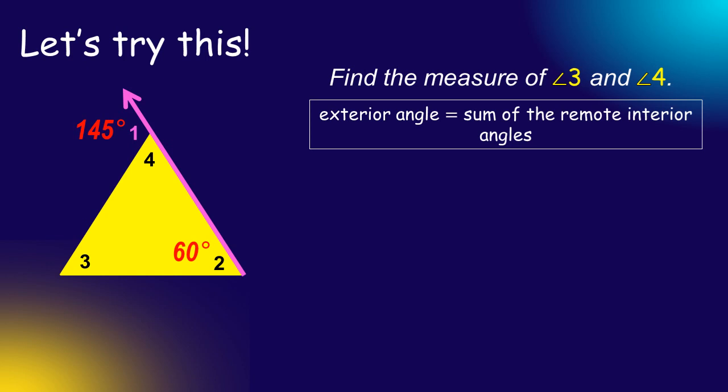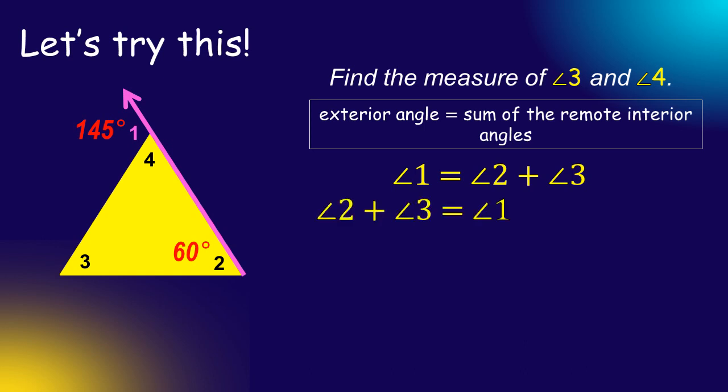Ano ba yung exterior angle natin dyan? That is angle 1. Sum of the remote interior angles ay angle 2 and angle 3. So, pwede lang natin itong baliktarin para makuha natin ng mas mabilis yung angle 3. So, we have angle 2 plus angle 3 is equal to angle 1. Same lang yan.